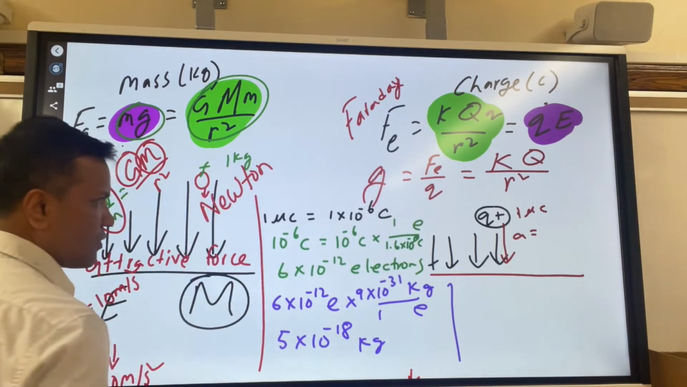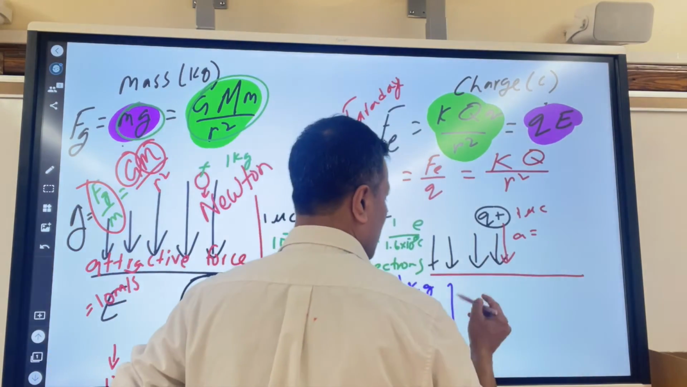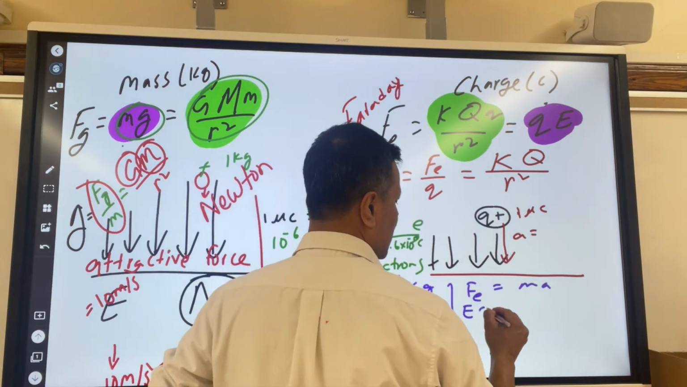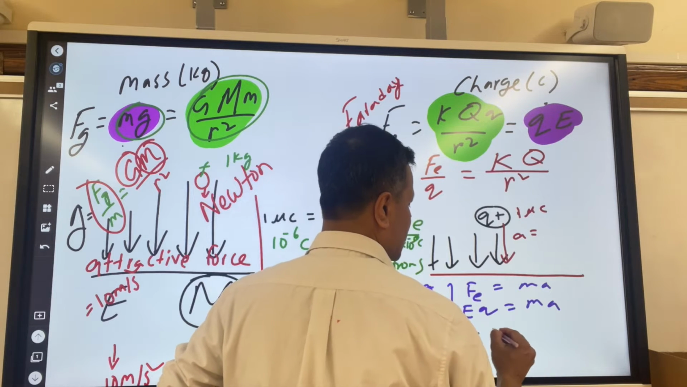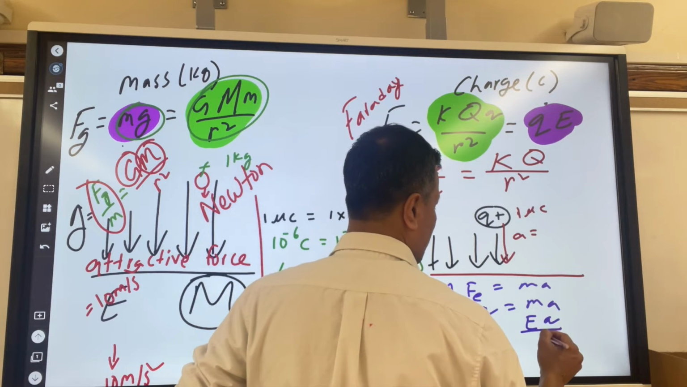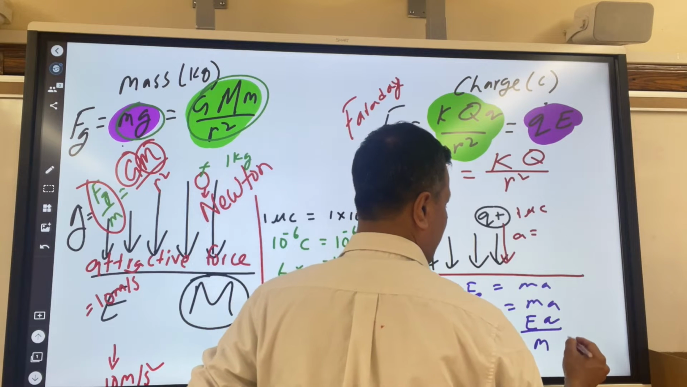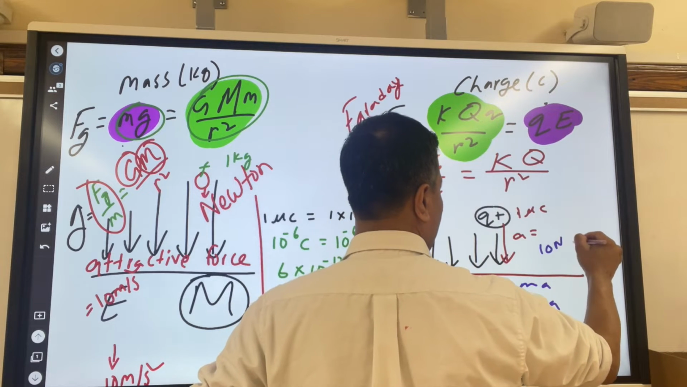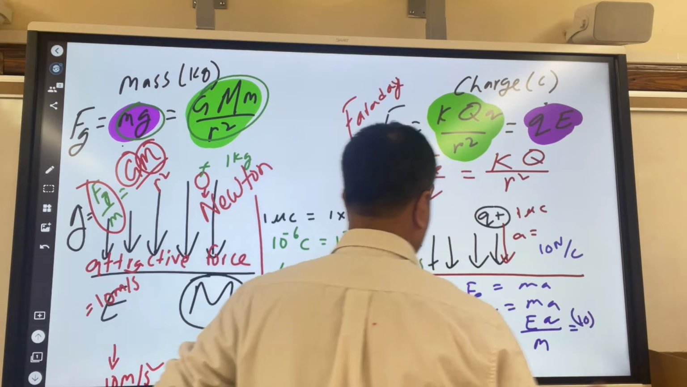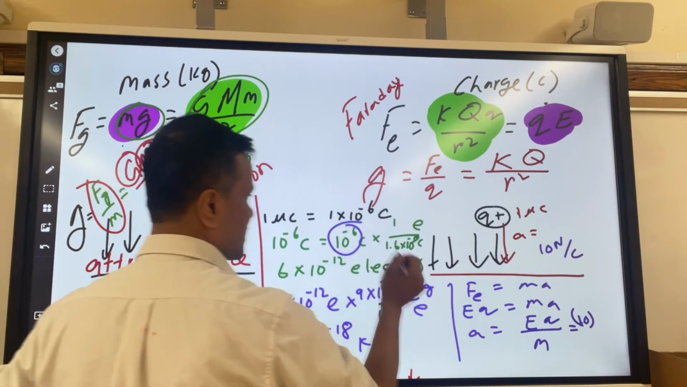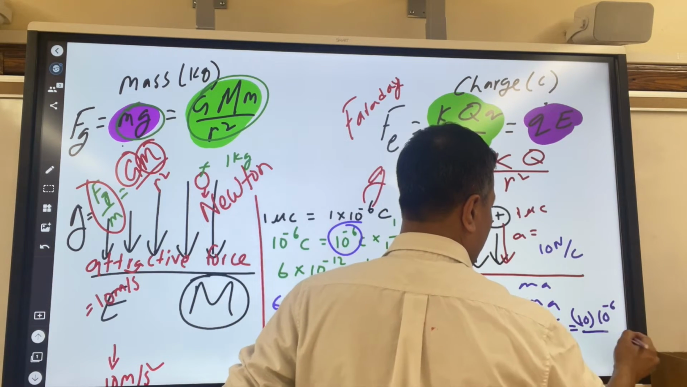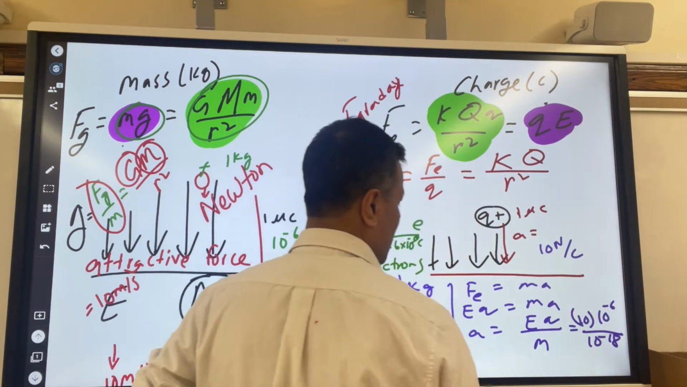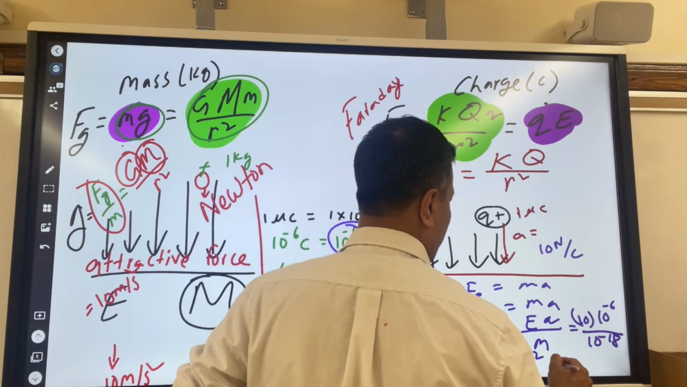So now we are ready to find the acceleration. F is equal to ma. So F_e, that means EQ, is equal to ma. So the acceleration is EQ over, of course, m. Let's say the electric field of this one is 10 newtons per coulomb. So 10, Q I gave you, Q is 10 raised to negative 6. And I gave you the mass. What is the mass? The mass is 10 raised to negative 18. So the acceleration is 10 raised to 12 meters per second squared.